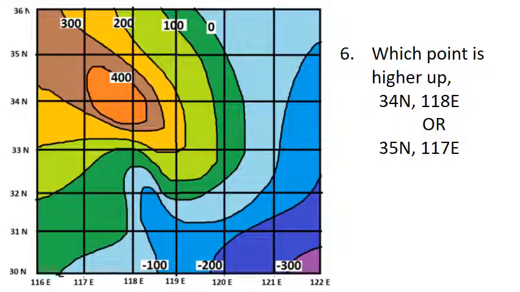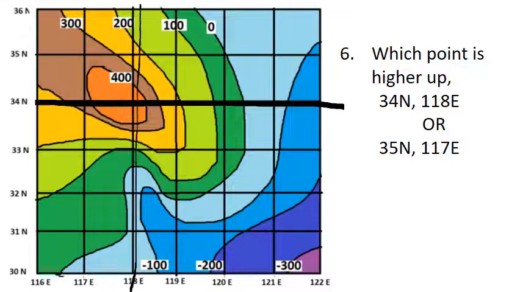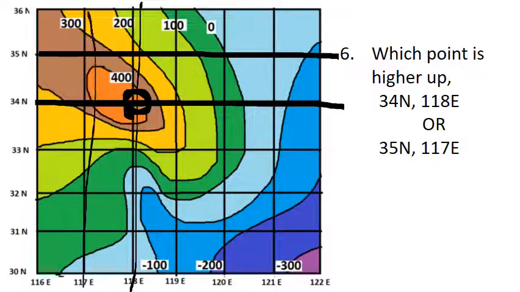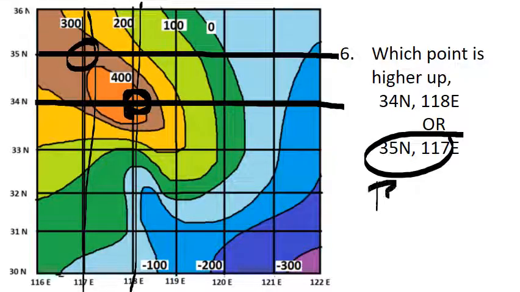Which point is higher up? 34 north, 118 east, or 35 north, 117 east? Well, let's find those points. Here's 34 north, and my 118 east is right here. So I'm looking at this point right there. It seems to be in the orange. 35 north is that line right there, and 117 east, that line right there. I'm looking at this point here. Well, this point is in the brown.